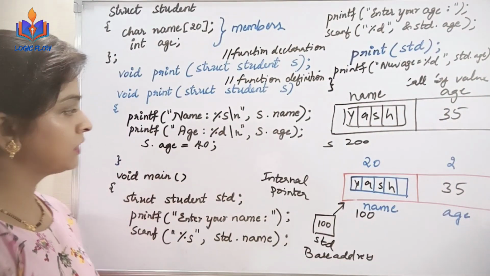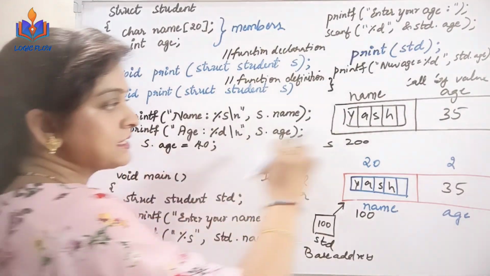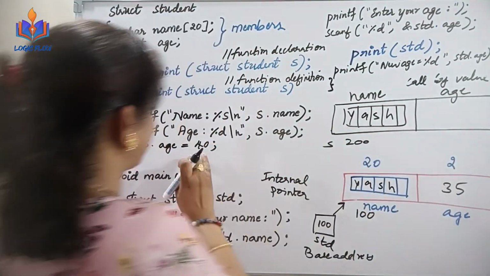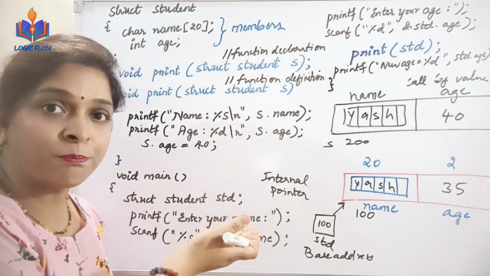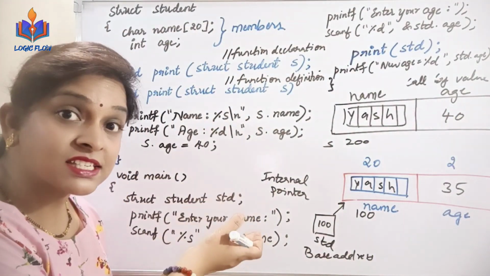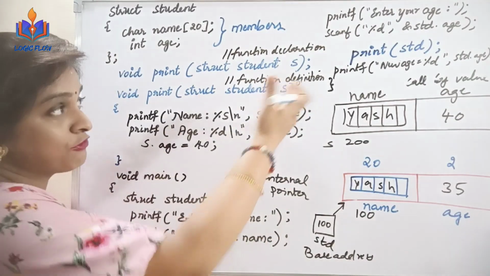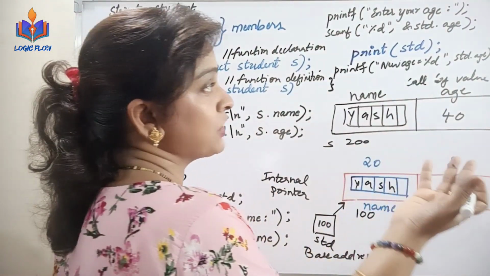So what I'm doing, I just change the value here. I say s.age. What's the value I've given? I'll say 40. So this is the change that I'm doing in the copy of the structure, that is in s. I'll come back to my main function. I'll say print that new age, std.age.